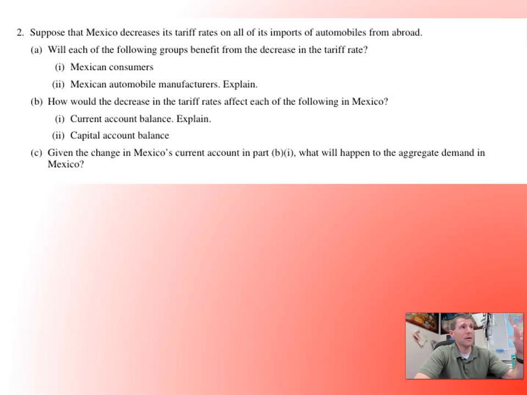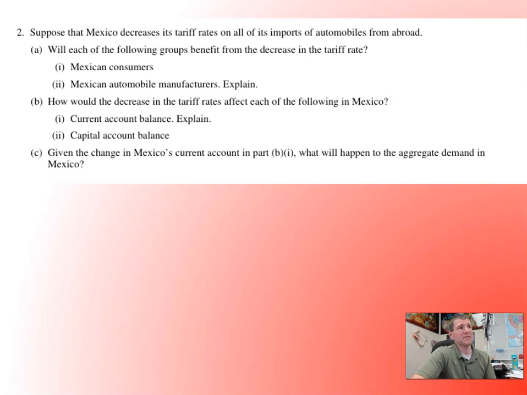B, how will the decrease in the tariff rates affect each of the following in Mexico? What will happen to the current account balance? Explain. Well, if the tariff rates are decreasing, that means it's cheaper to import goods from the U.S., so imports for Mexico will increase, which means that net exports is going down, which means the current account balance will move towards deficit. So you would say the current account balance moves towards deficit because imports will increase as a result of the lower tariff rates. Then it's asking what will happen to the financial account. It doesn't say to explain. Your answer very simply is financial account will move towards surplus because we know they go in opposite directions.